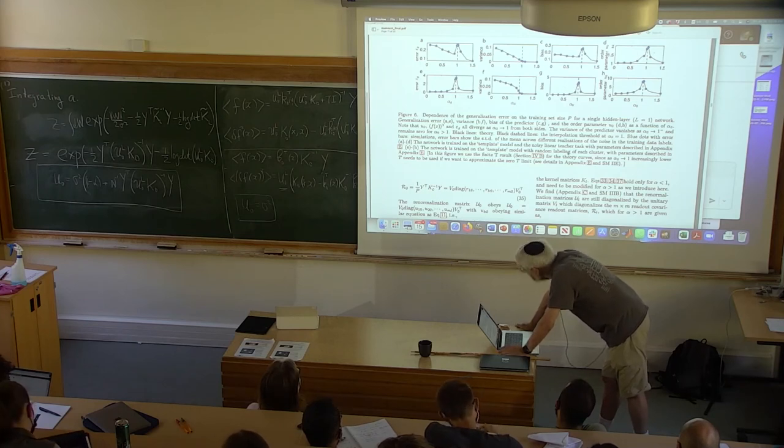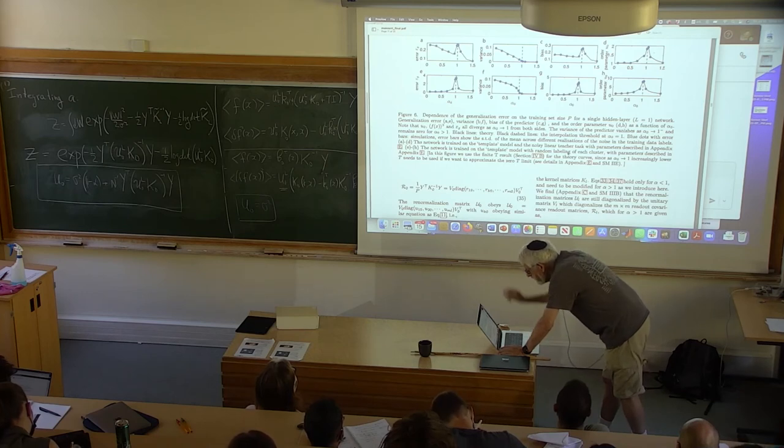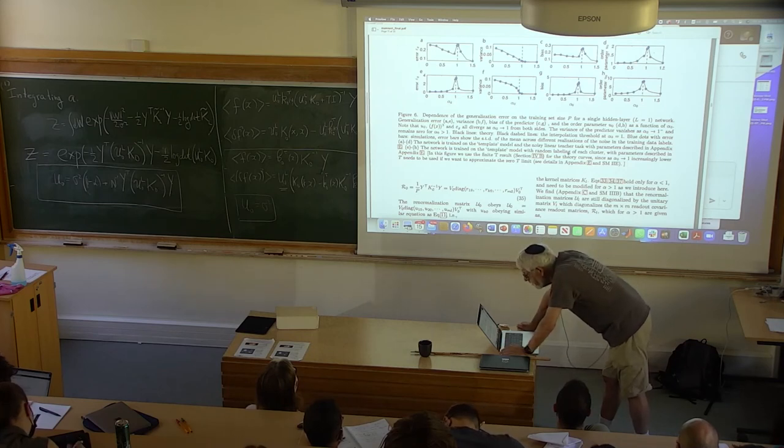A single hidden layer network, okay, trained in the teacher mode. This is the clustered data. Okay. Random labeling of each cluster with a parameter. Okay.